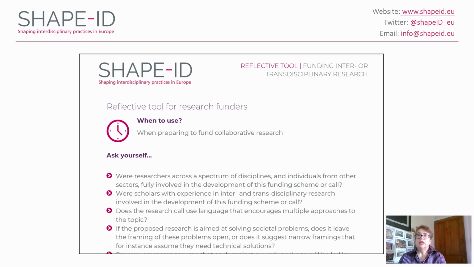Key questions to think about around the phrasing of research programs, and who is involved in developing them. Again, quite practical things that we think are useful to consider at the beginning of developing a funding program. Next slide, please.